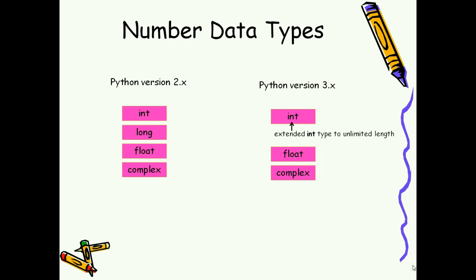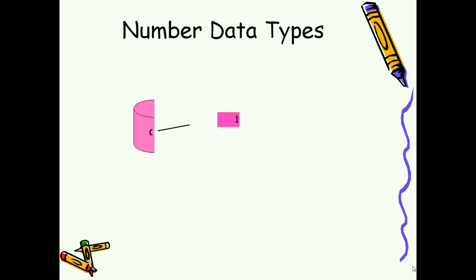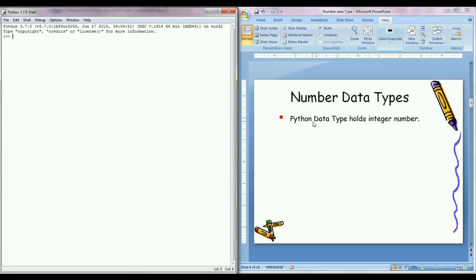Python data type holds integer numbers. We can assign any integer value, for example a equals 10, and we can reassign any other value, a equals 15. If we reassign a new value to the same variable, then Python creates a new object. A new connection is established between the variable and the new object, and the old one goes to the garbage collector. So Python data type holds integer numbers like a equals 10, a equals 15.